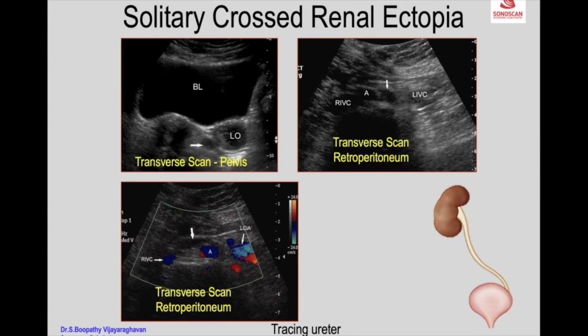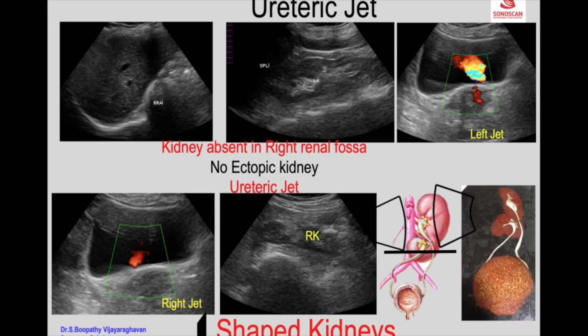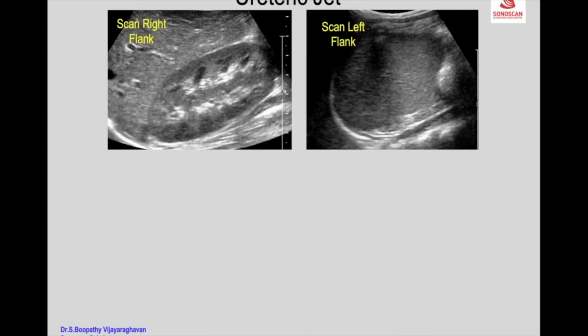Solitary crossed renal ectopia. The kidney is on the right side, whereas the ureter crosses to the left with the ureteric orifice on the left side, because the jet was seen on the left side. The kidney is situated horizontally below the lower pole of the left kidney and fused partly with it. So that is the reverse L-shaped kidney. So the ureteric jet is very useful to rule out an ectopic kidney. We'll see some more examples.